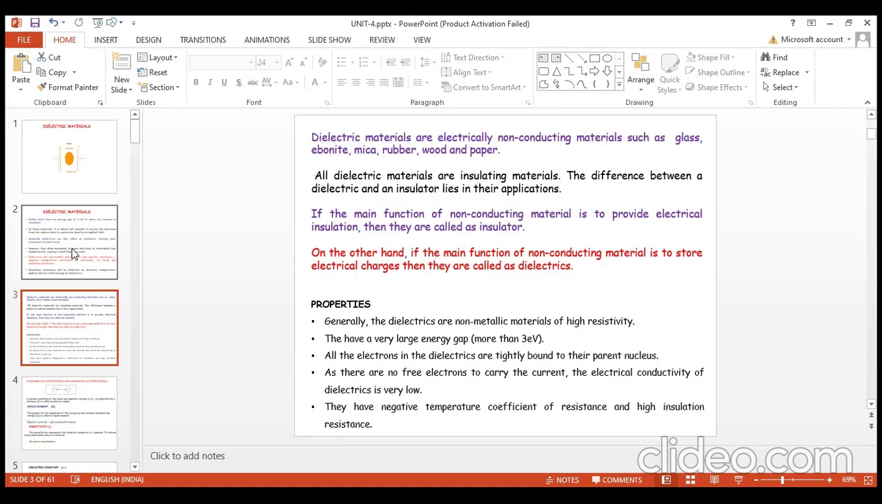They have a large energy gap, more than 3 electron volt. All the electrons in dielectrics are tightly bound to their parent nucleus. As there are no free electrons to carry a current, the electrical conductivity of a dielectric is very low. They have a negative temperature coefficient and high insulation resistance.